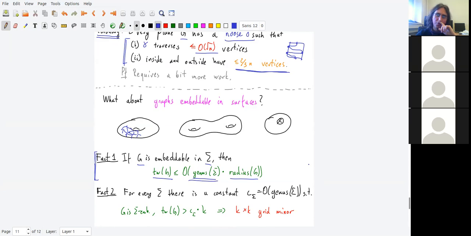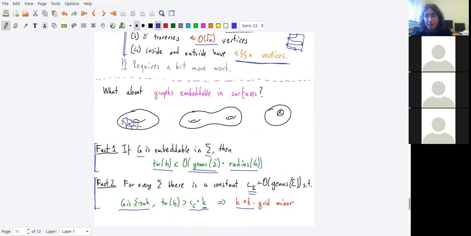A harder fact to prove is that the grid minor theorem also lifts with the linear bound. Namely, if you have a graph G embedded in a surface sigma, whose treewidth is larger than some constant depending on sigma times k, then you are certain that there is a k times k grid minor. So again, in surface embedded graphs, you have a linear excluded grid minor theorem. And the constant actually depends, I think, linearly on the genus.